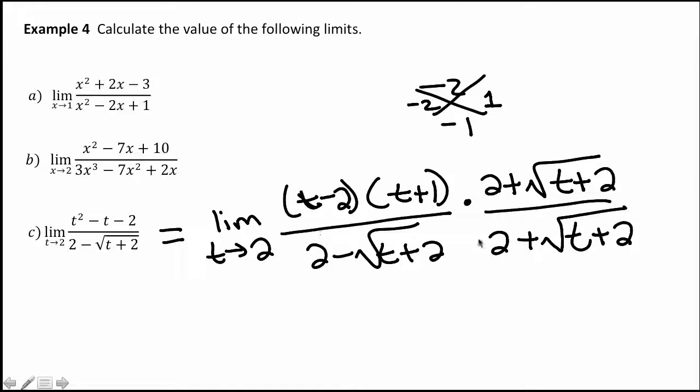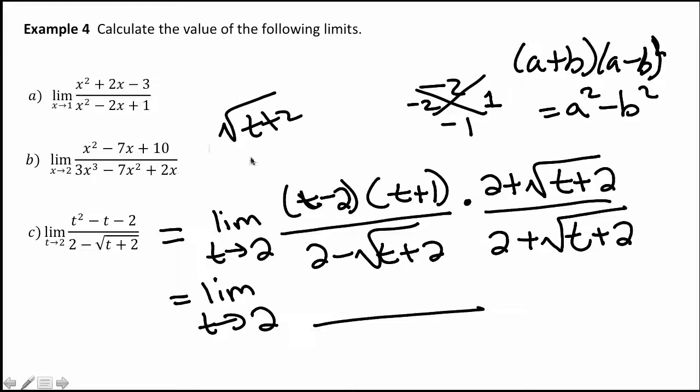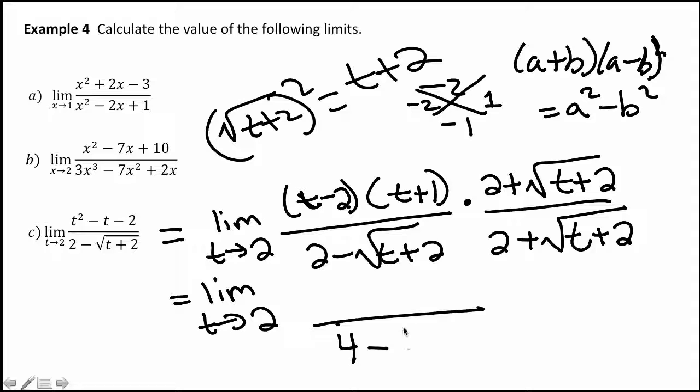Okay, so remember, this is the form a minus b times a plus b. Remember that a plus b times a minus b is simply a squared minus b squared. So this is going to save us some work here on the bottom. So on the bottom, we have 2 squared minus this squared. But remember that the square root of t plus 2 squared is simply t plus 2. So that leaves us with 2 squared, which is 4, minus parentheses t plus 2. And don't worry about multiplying this top part. You don't have to worry about that. You can simply leave it as a set of factors.